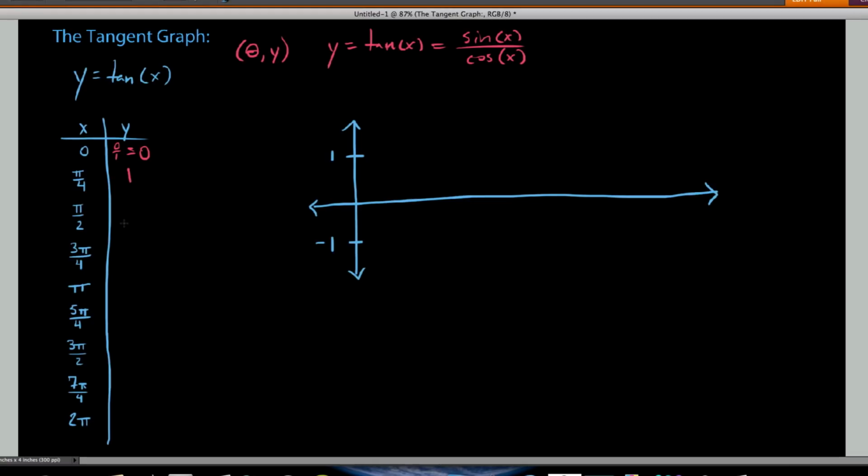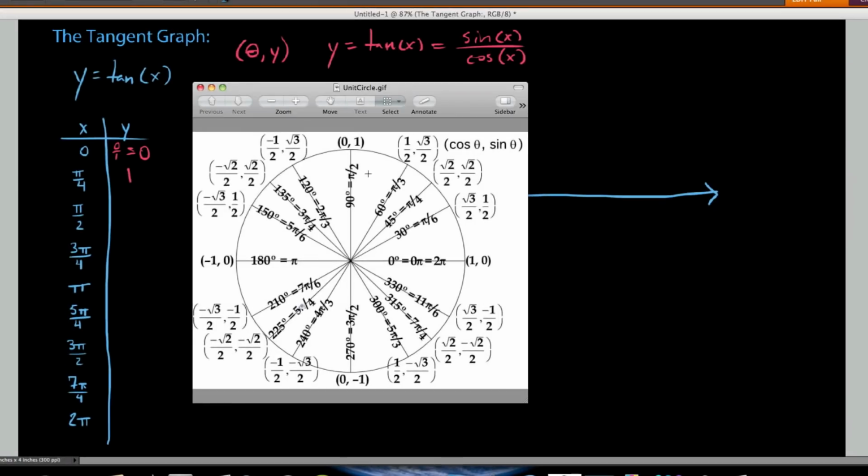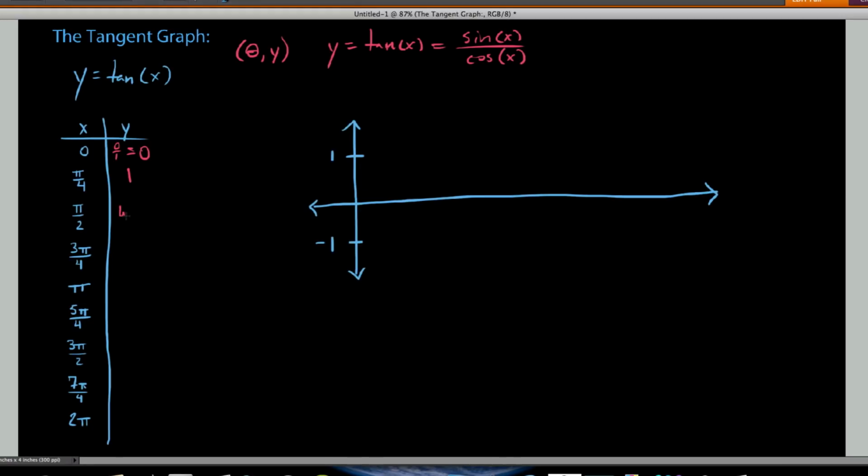Now pi halves, and this is the interesting one. Pi halves is 90 degrees. If we take y divided by x, we get 1 divided by 0, which of course is undefined. What we can infer is that tangent is always going to be undefined anywhere that x would be 0, because if we're taking y divided by x, or sine divided by cosine, then anytime cosine is equal to 0, we get a tangent value that's undefined. So tangent at pi halves is undefined. We'll talk about how you would put that on a graph.